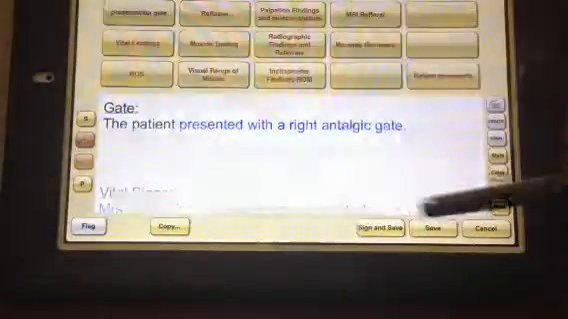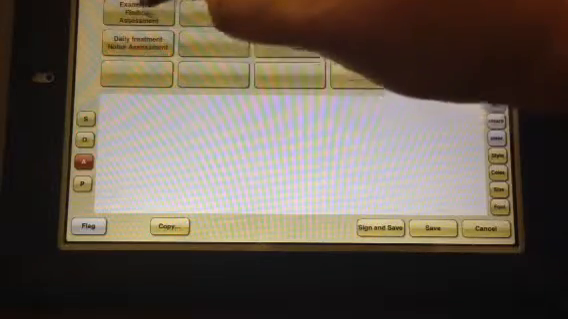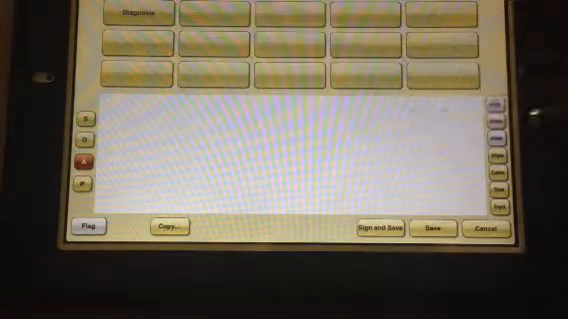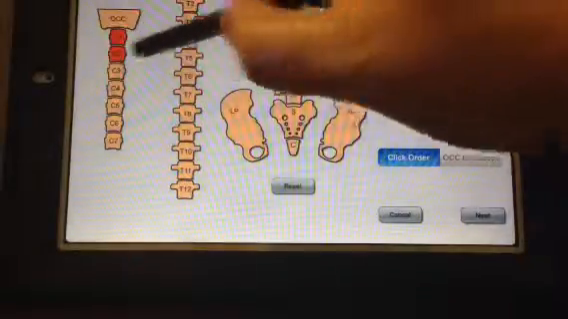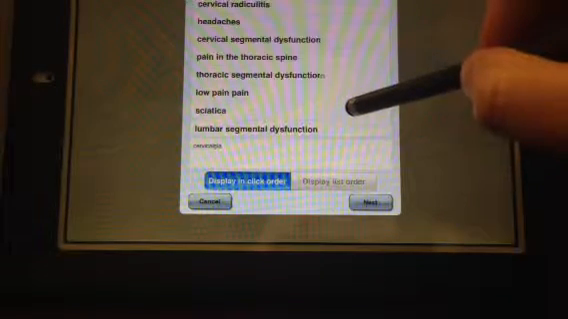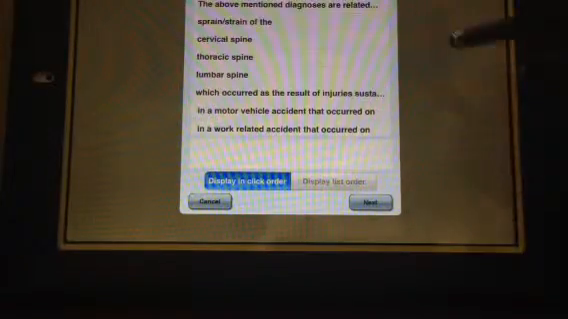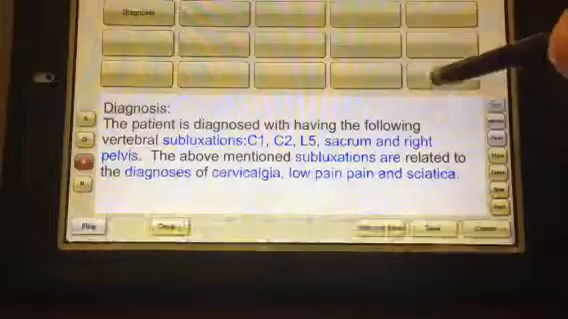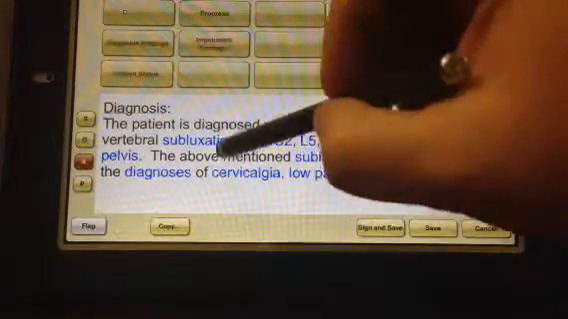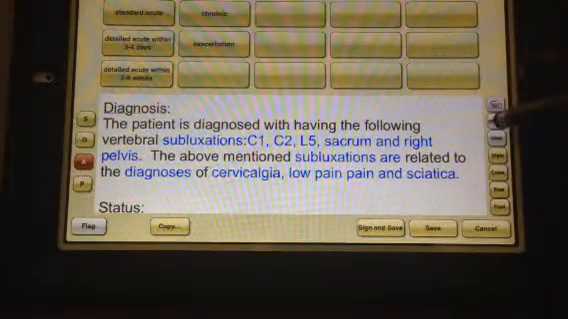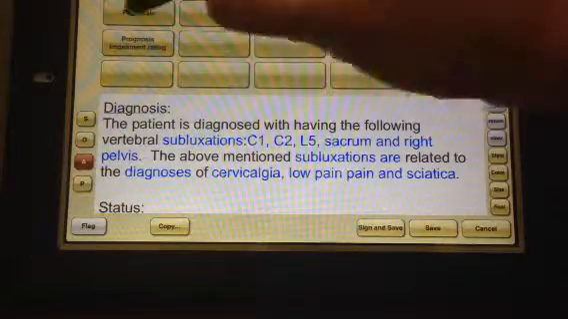We're going to come to our assessment of this individual. We're going to do an examination assessment. We're going to say that he has a diagnosis of, let's say, subluxations at C1 and C2, L5 sacrum, and the right hip, and these subluxations are associated with the diagnoses of neck pain and low back pain, and let's go ahead and find some sciatica involved in that also. It's not related to a sprain strain, not an accident. Skip that. We're going to say that his patient status is acute. This is an initial exam on him, and we're going to say that his prognosis looks good.